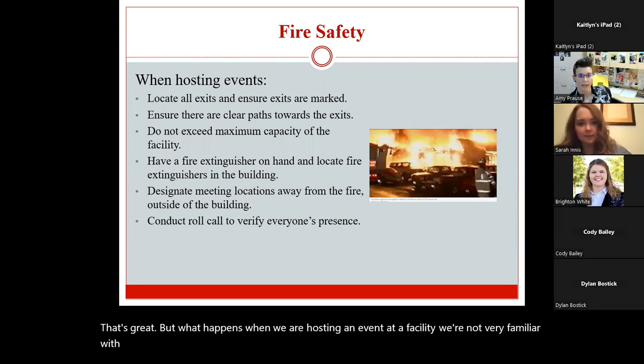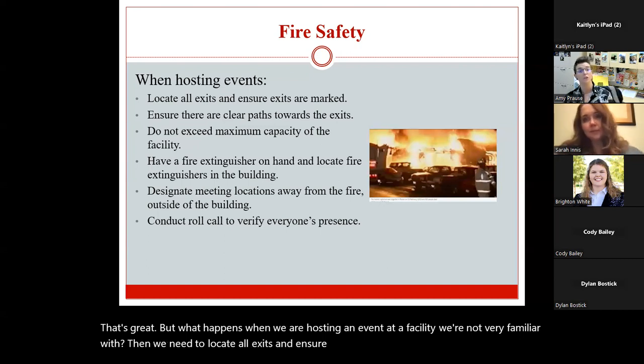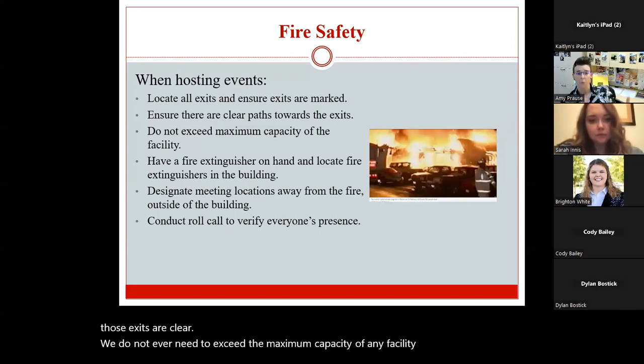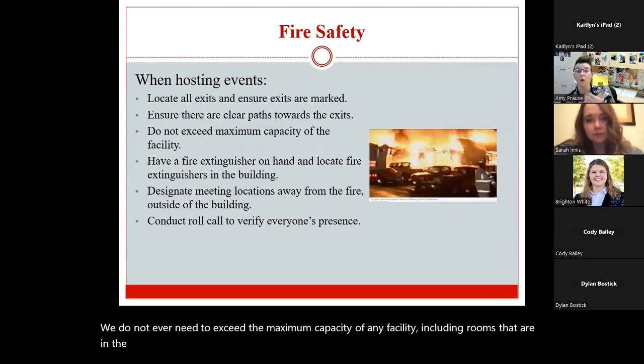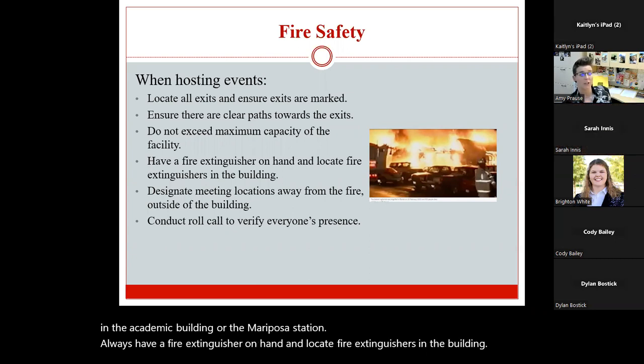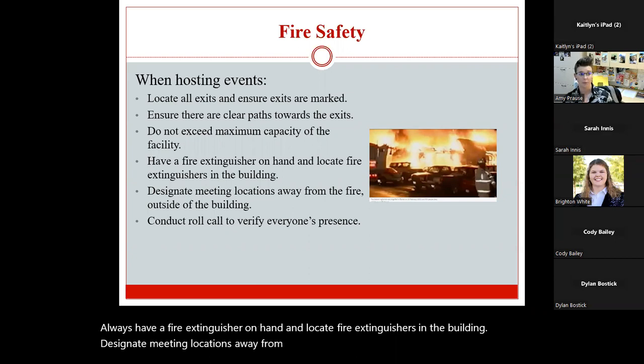Then we need to locate all exits and ensure those exits are marked and ensure paths to those exits are clear. We do not ever need to exceed the maximum capacity of any facility, including rooms that are in the academic building or the Mariposa Station. Always have a fire extinguisher on hand and locate fire extinguishers in the building. Designate meeting locations away from where a fire could start.